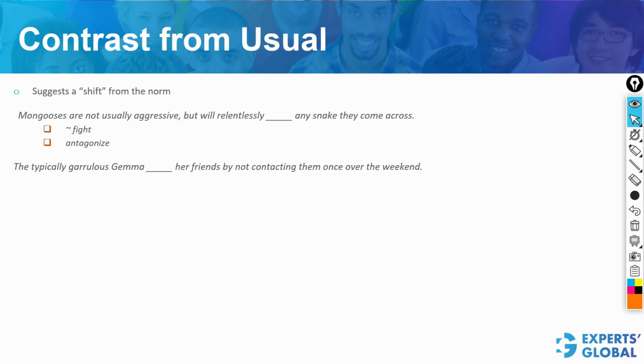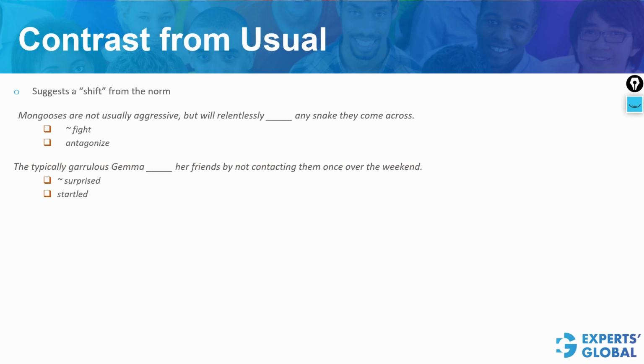Let's take one more example. So this person is typically garrulous, as in talkative. So when she did not contact her friends over the weekend, the friends must have been what? They must have been something on the lines of surprised. A GRE-like word for surprised: startled.